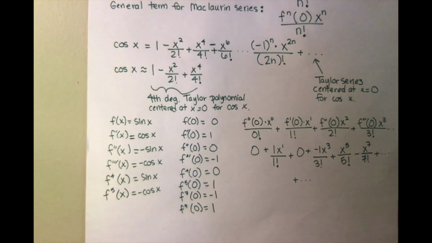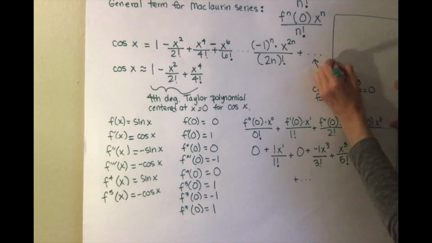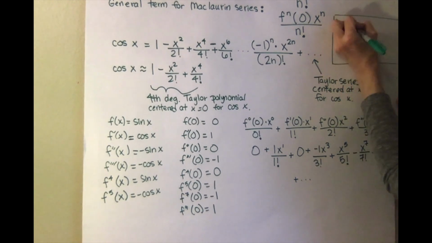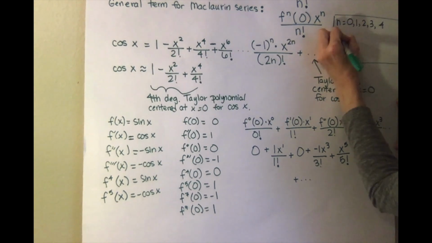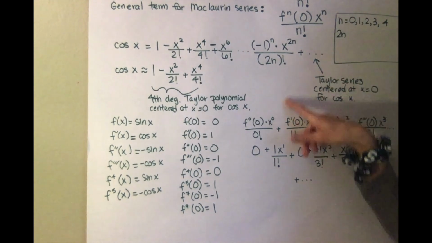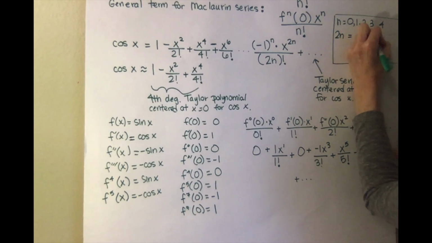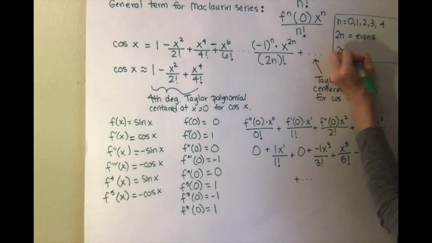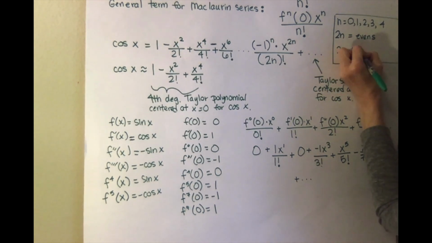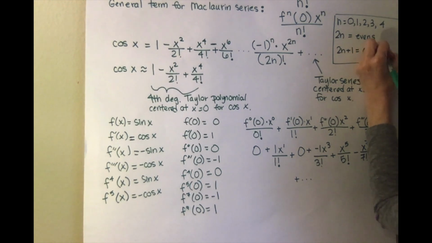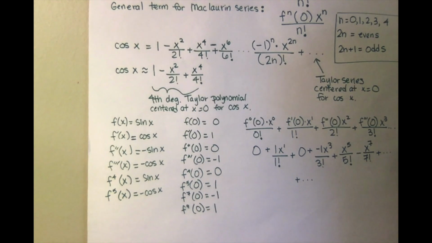So when n, let me see if I have a little space up here to write. So I'm going to go up here. So n is just the counting numbers, 0, 1, 2, 3, 4. So if I take 2n, like we did with cosine, 2n is always going to give us the evens. So if we add 1 to all of the even integers, that's going to give us odds. So we're going to use a 2n plus 1 down here to get our odd powers.